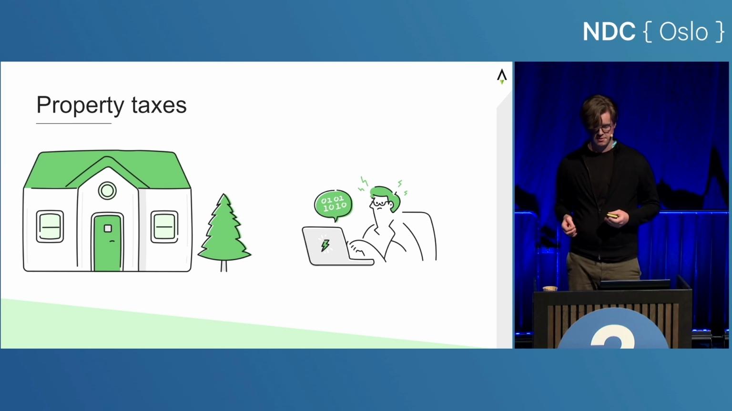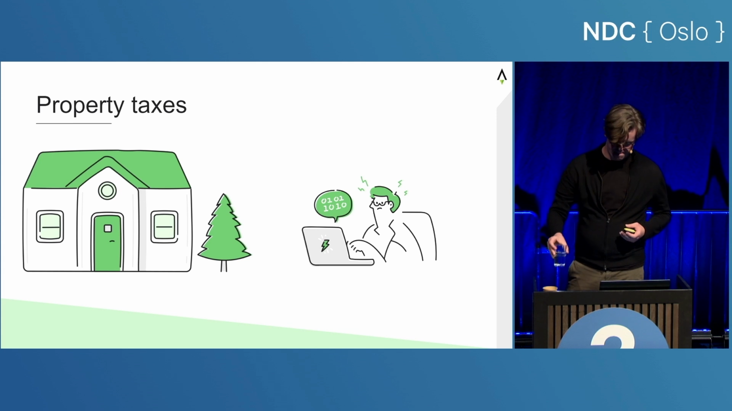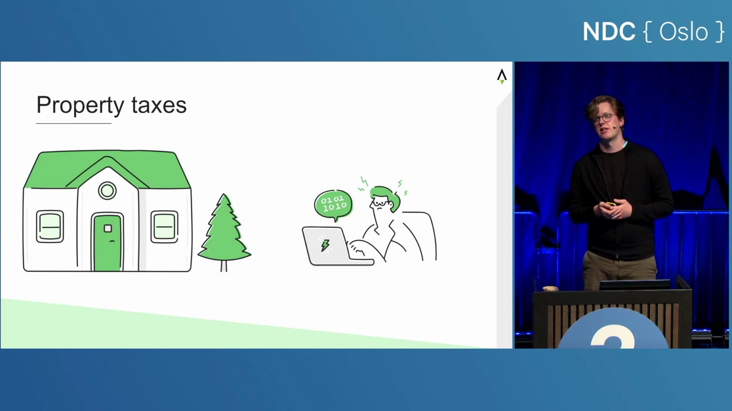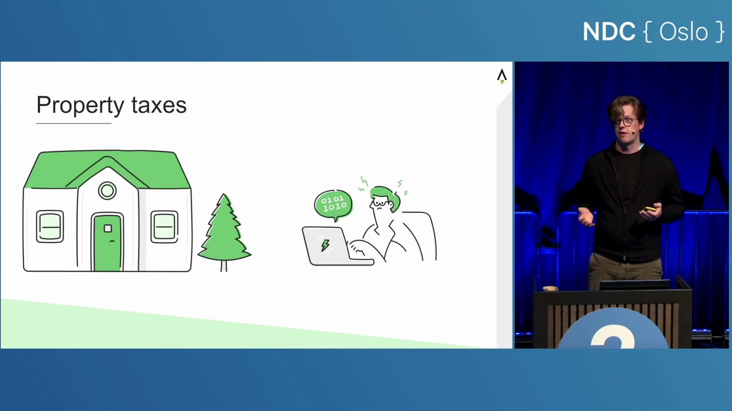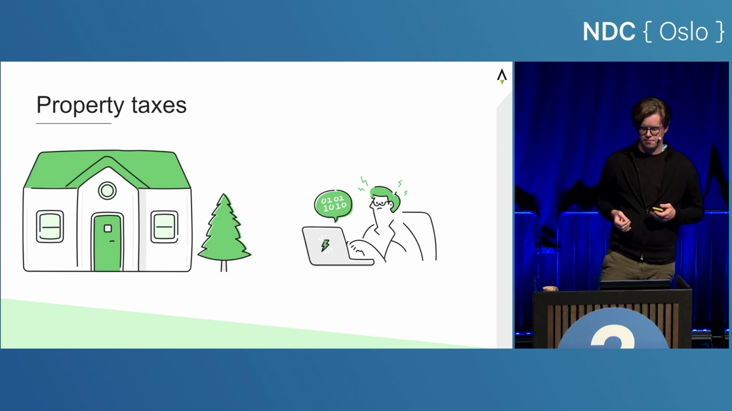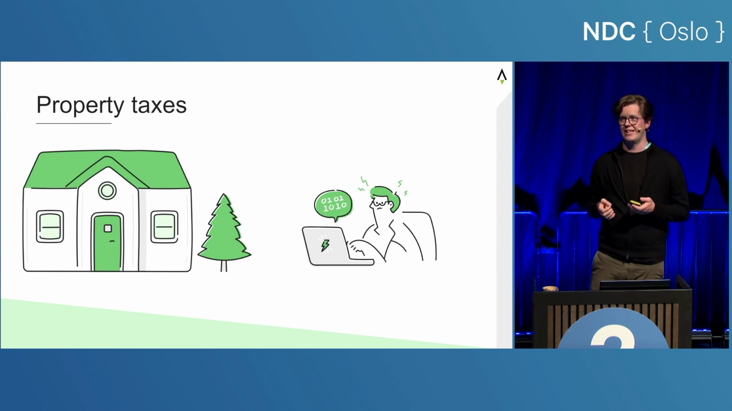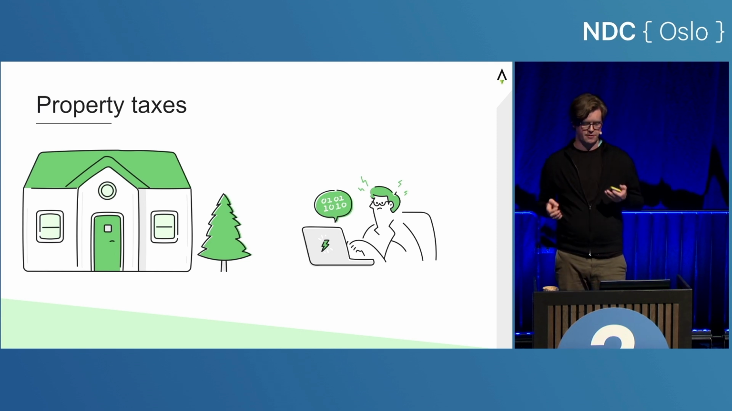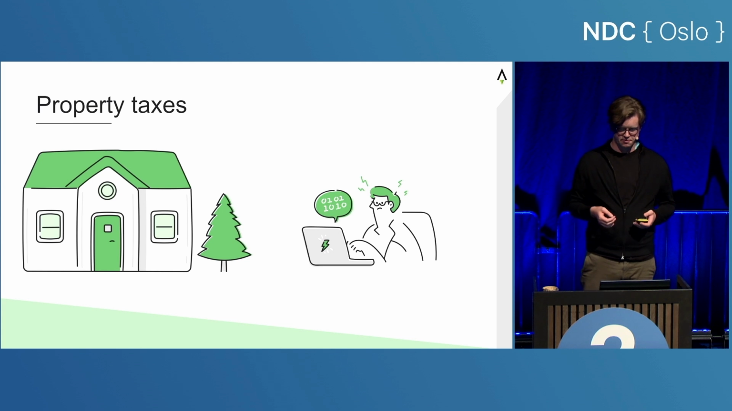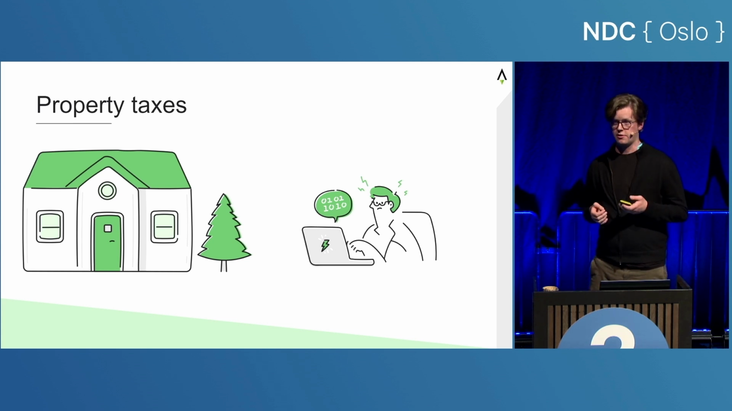So, property taxes. Norwegian municipalities have the option to collect property taxes from their inhabitants and from businesses that are located in their area. And for most of them, that means if they want to collect this, they need a computer system to handle the data, the workflows, and the communication with the inhabitants. So this is what we at Norkart have made and are continuing to make.